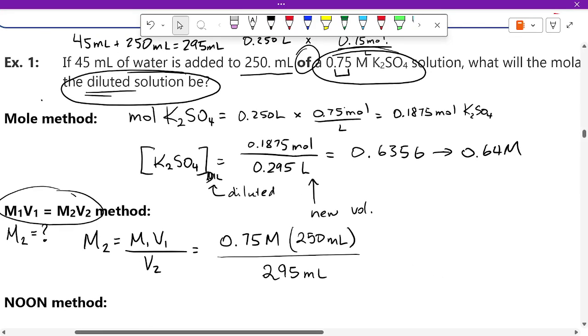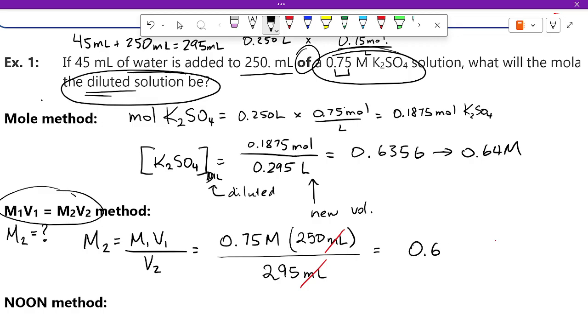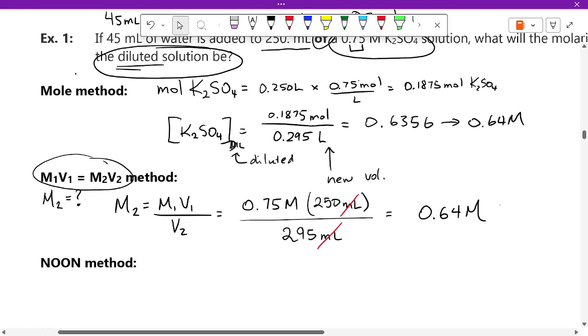Oh, what happens to my units? Milliliters cancel with milliliters, so it didn't matter that I didn't change them. I would be dividing a number on the top by 1,000, I'd be dividing a number on the bottom by 1,000, so I don't need to change them. Okay? So you would end up with the same thing, 0.64 molar. So that's a very good way of doing it.